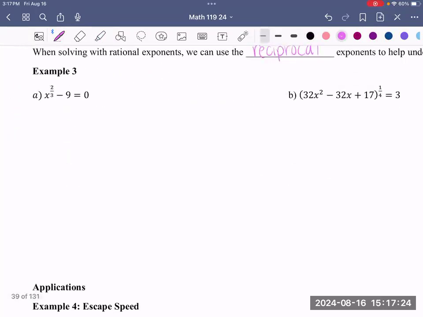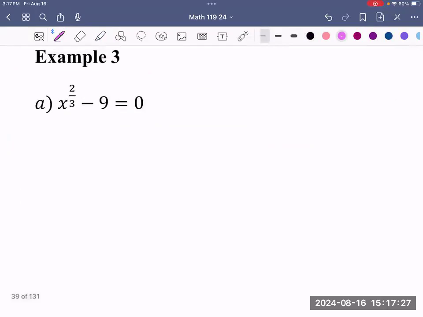So with that being said, can you try out this first example? Well, when it comes to example 3, part A, we notice that this 9 is kind of hanging out there, and it's kind of hard to do it all together because then you're going to have to start to FOIL. So instead, let's kick the 9 across the other side. So you have x to the 2/3 is equal to positive 9. So now what can we do? Well, to multiply by the reciprocal, we can multiply by 3 and divide by 2.